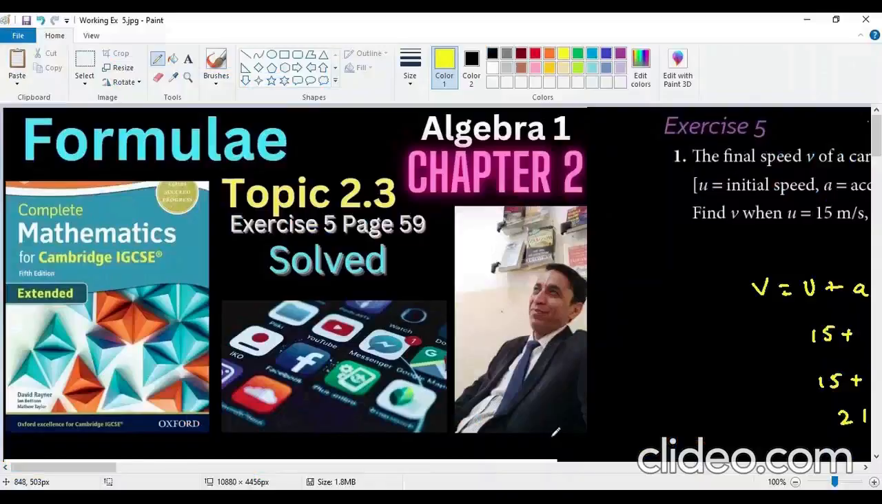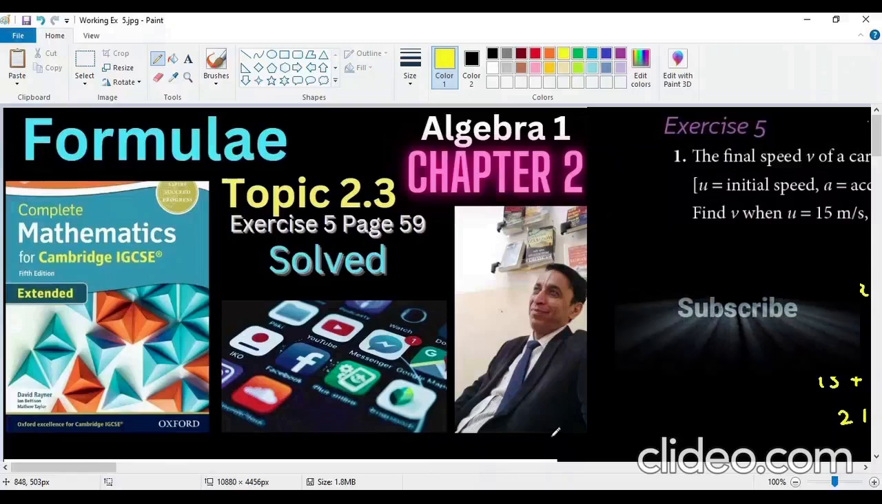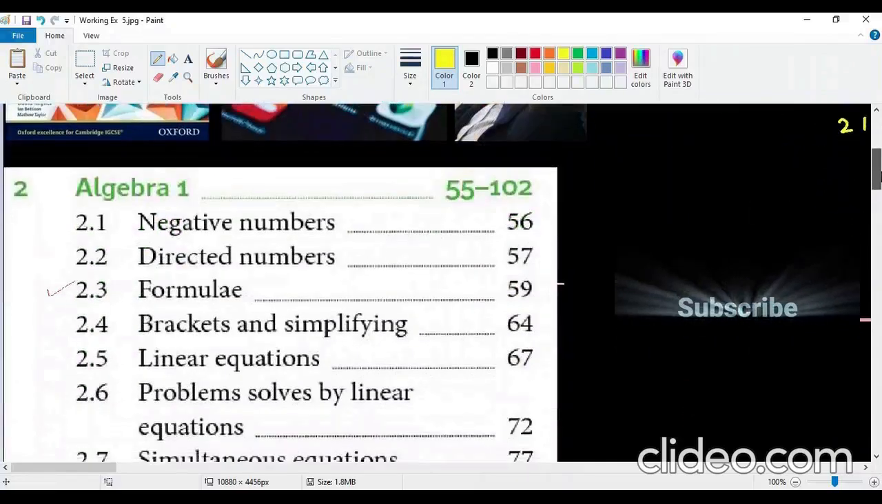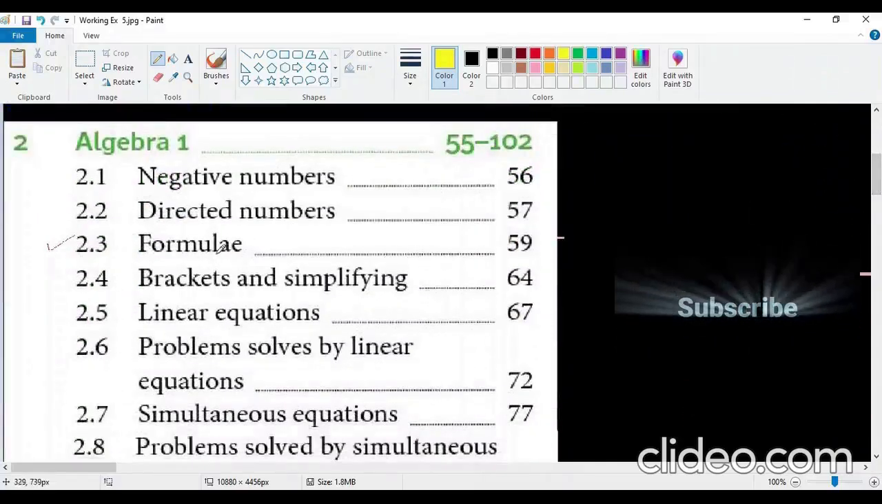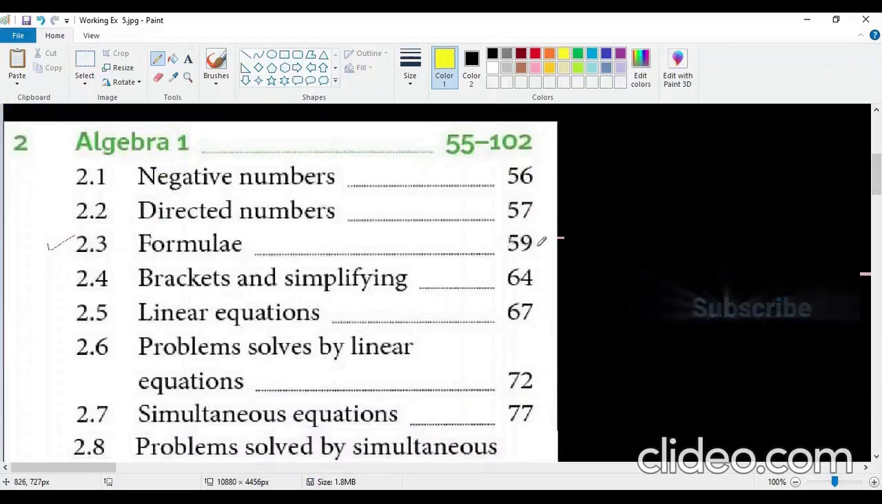Hello everyone. I'm very excited to start a new chapter, which is chapter 2. In here, I'm starting topic 2.3, which is formulae, and all the exercise is going to be solved, all the questions from Algebra 1. This is chapter 2, but just to give you a brief idea how it's going to go, I have started from 2.3, which is formulae, that you can find in the textbook if you have it in your hand. In case you don't have it, you can connect with me on WhatsApp. The number is going to be provided where I can provide you a PDF file for this.